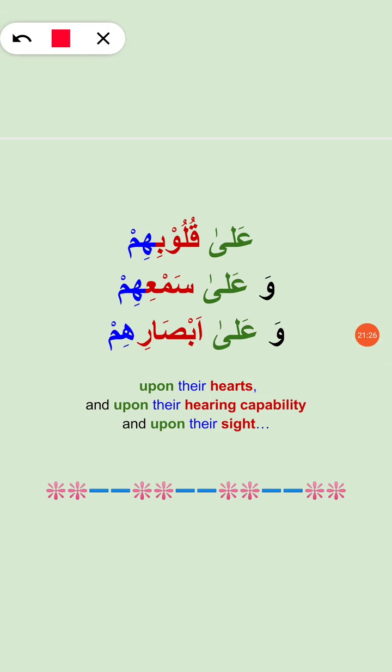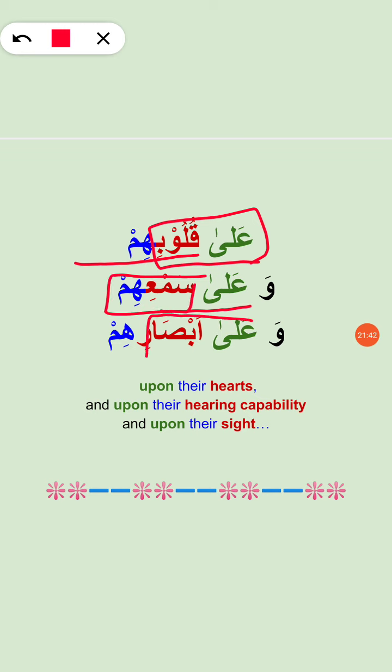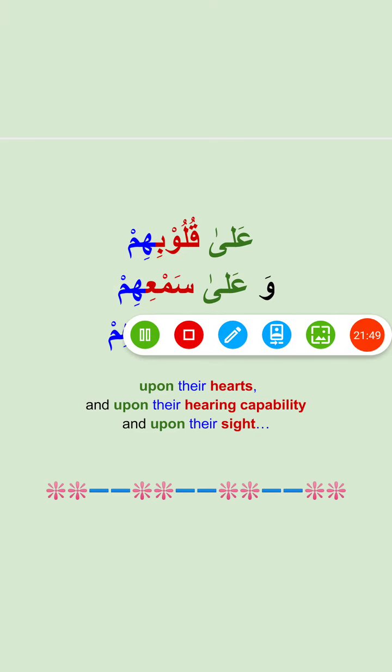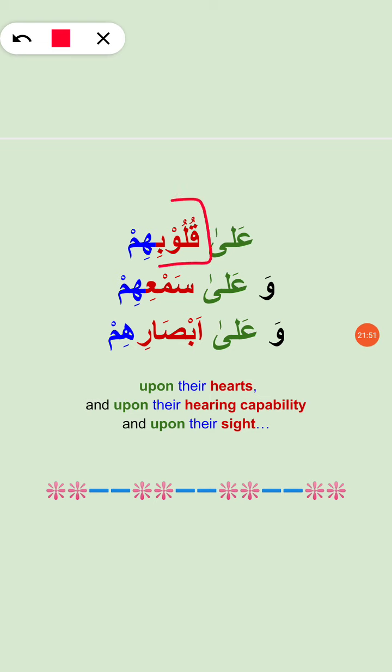Ala qulubihim, this is from Surah Al-Baqarah: wa ala sam'ihim wa ala absarihim. Jar majroor and then muzaf ilayh. Jar majroor, muzaf ilayh. Jar majroor, muzaf ilayh. So ala qulubihim, ala means upon, qulub, now this was actually qulubun. Remember the jama mukassir patterns that we did in section A? Now they're coming into play.